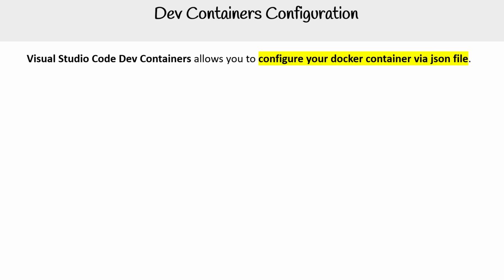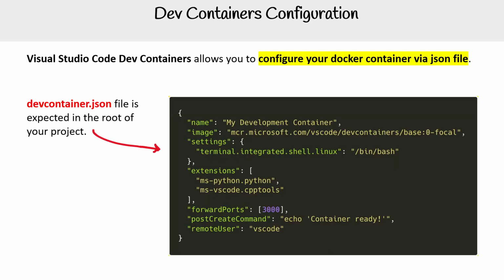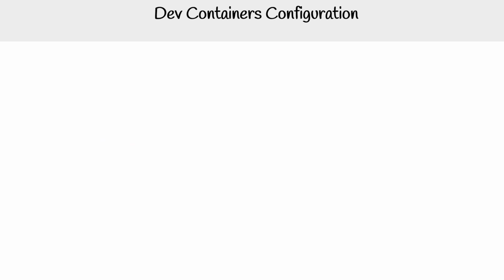So Visual Studio Code Dev Containers allows you to configure your Docker containers via JSON file. So you can use this in Codespaces, you can use this with VS Code in general. So the dev container JSON file is expected in the root of your project, and there's an example of a very simple one. Let's go look at some common configurations so you can quickly understand how this file works.